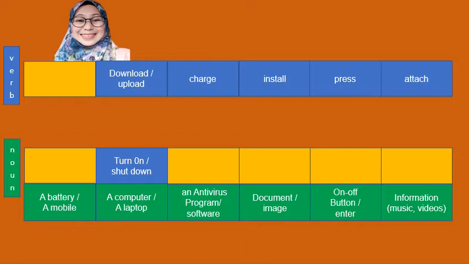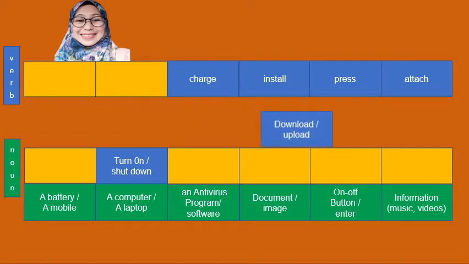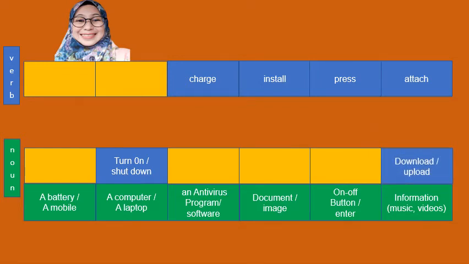What about download and upload? What do we always download or upload? Yes. We download or upload information such as music or videos. Now, let's take a look at the verb charge. What do we usually charge? Correct. We charge a battery or a mobile phone.